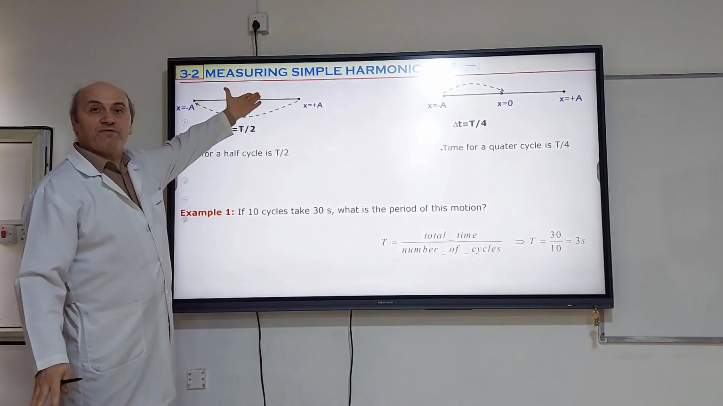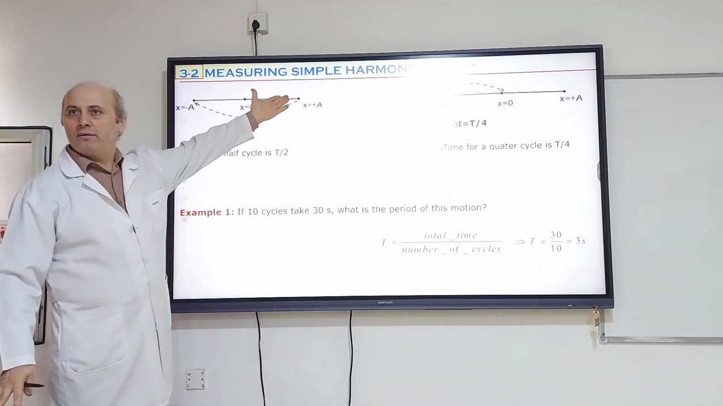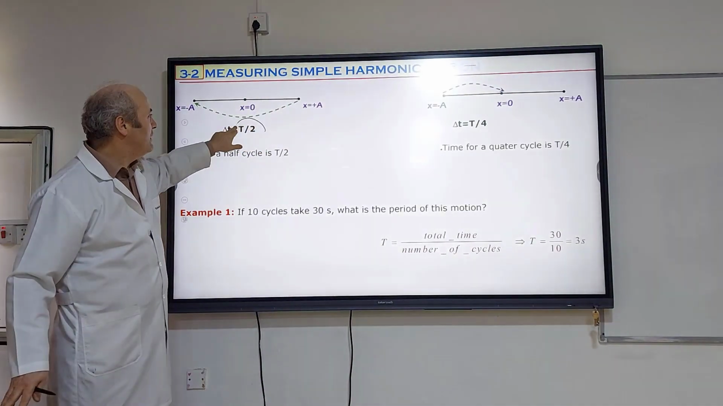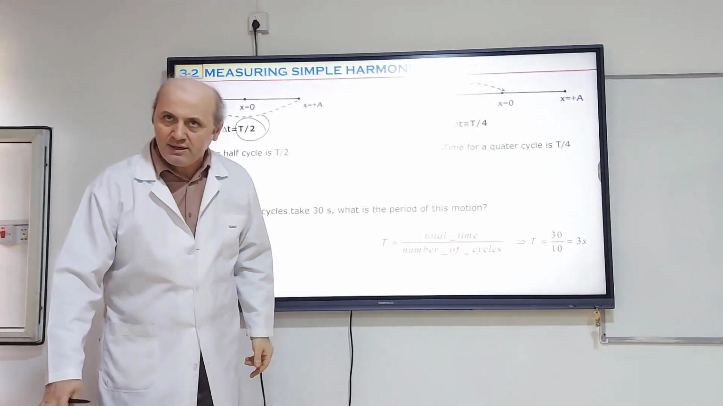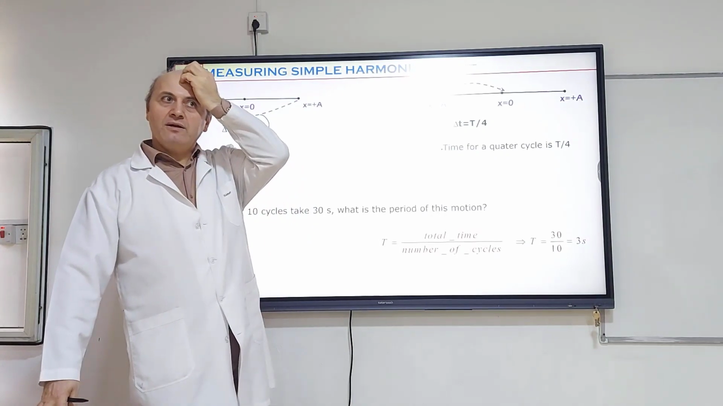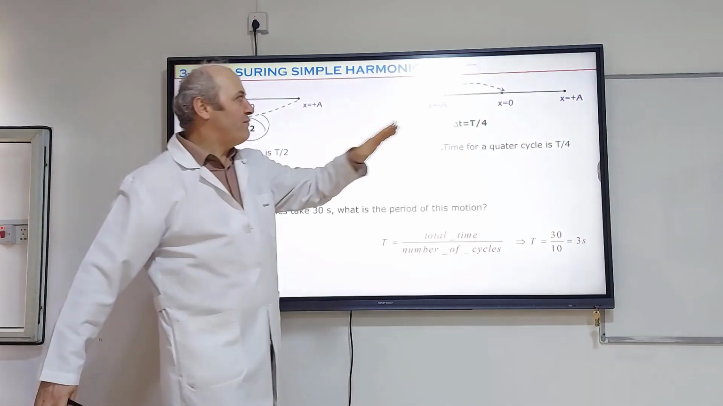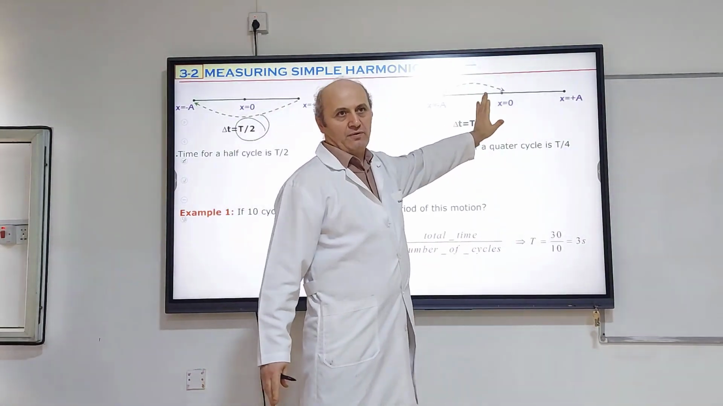Then, what about the time for half cycle? It is going to be half of the period, of course. Time for one cycle, T. Time for half cycle, T over 2. Time for quarter cycle, T over 4.